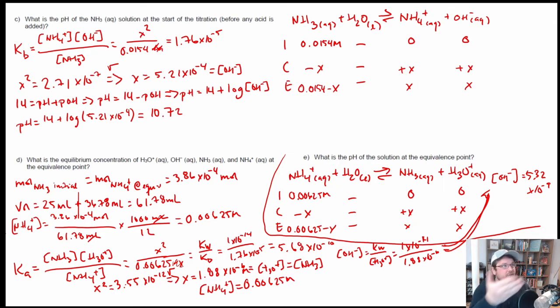6.25 times 10 to the negative 3, that's the same thing as 0.00625 molarity for the concentration of ammonium. And then the concentration of H3O plus, I have 1.89 times 10 to the negative 6, and I have 1.88. So close enough. It's probably just a rounding difference somewhere. So that's how you do part D.